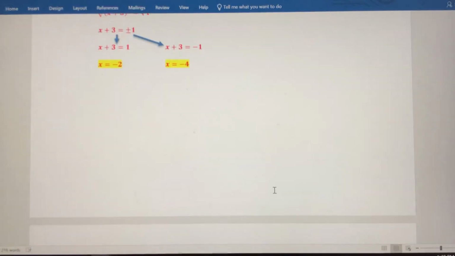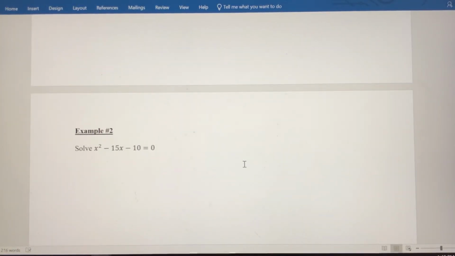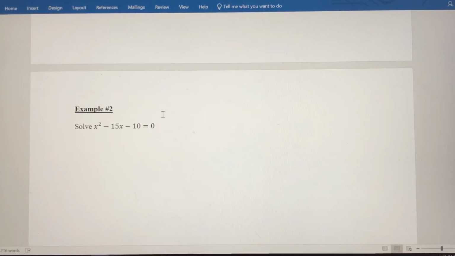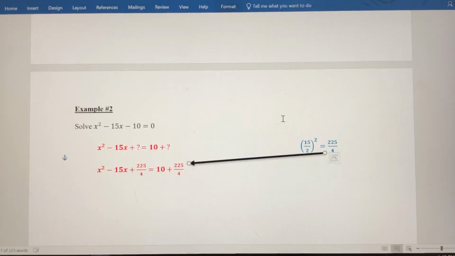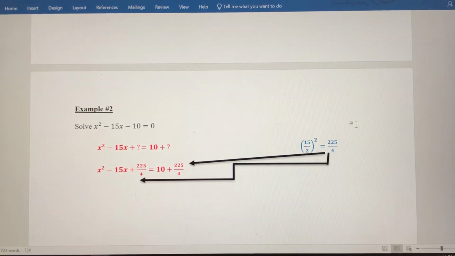All right, so pause the video and try example 2 now, and then come back and check your work. Okay, already in standard form, so we want to move the constant negative 10 over to the right side. It becomes positive. I've left a blank space here because I'm going to add the same value to both sides in just a second. B is negative 15. So I'm going to divide that 15 by 2, so that's 7.5. I'm going to square that, or I'm going to square 15 over 2. 15 squared is 225. 2 squared is 4. So I'm going to add 225 over 4 to both sides.